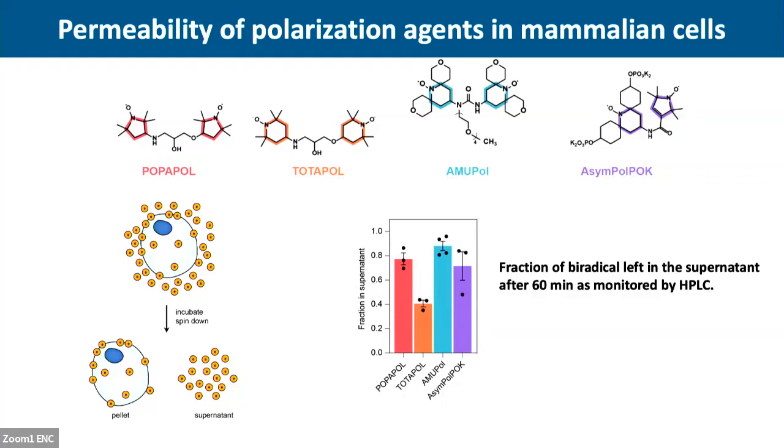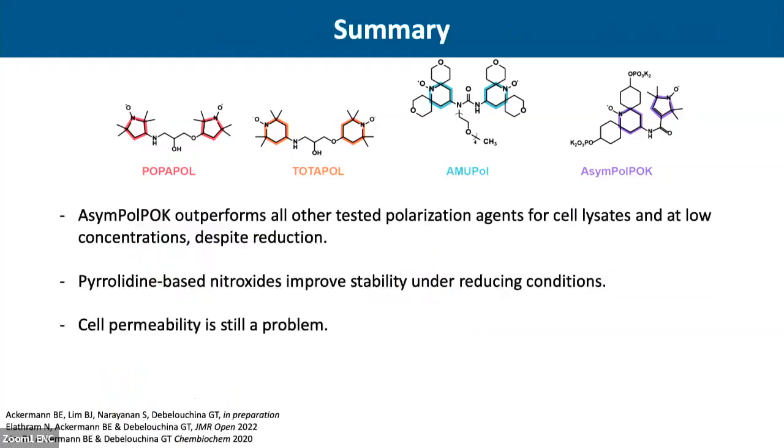So this is a little bit harder to tell with this type of experiment. Okay, so what is the take-home message? The take-home message is that currently AsymPol-POK outperforms all other tested polarization agents when it comes to cellular environments. And it works well at low concentrations, and despite actually, it still gets reduced. But because it starts with a much higher polarization, much higher enhancement, it still gives you enough even after an hour to have an enhancement of 20 or 30.